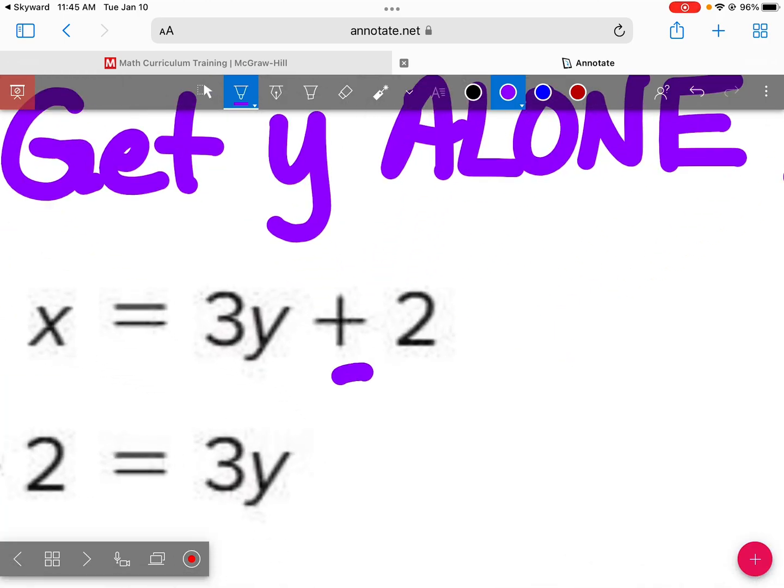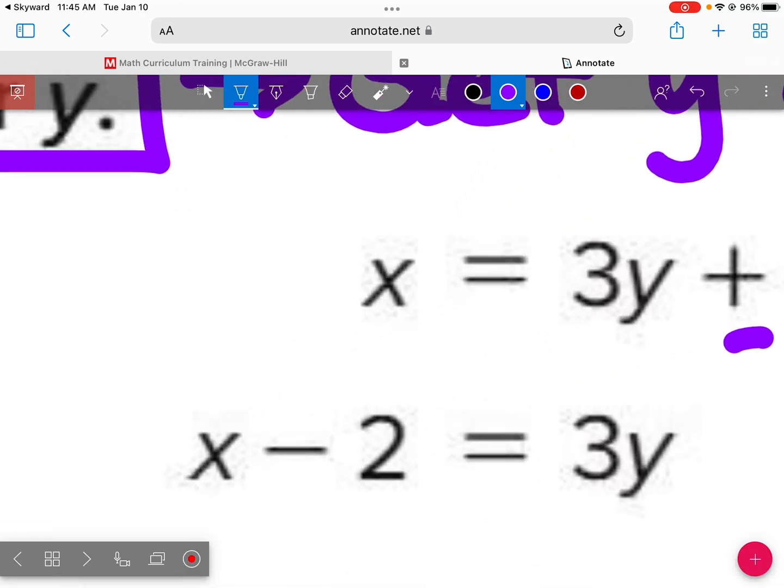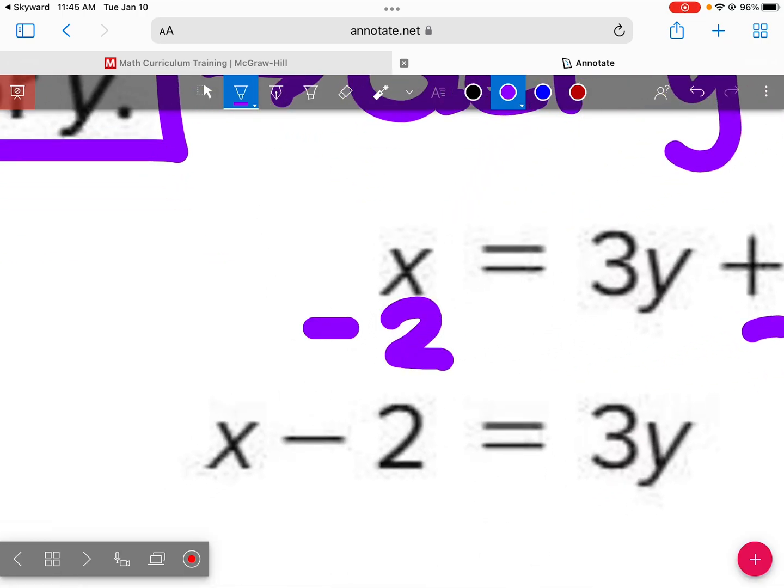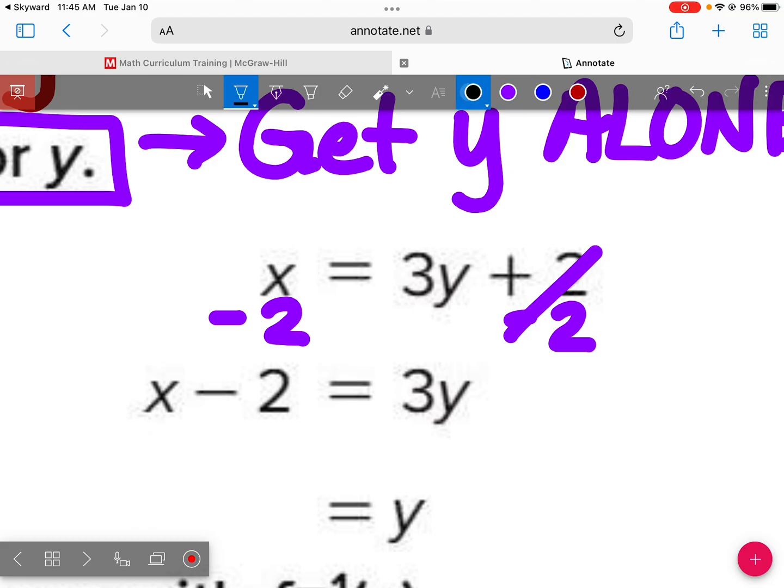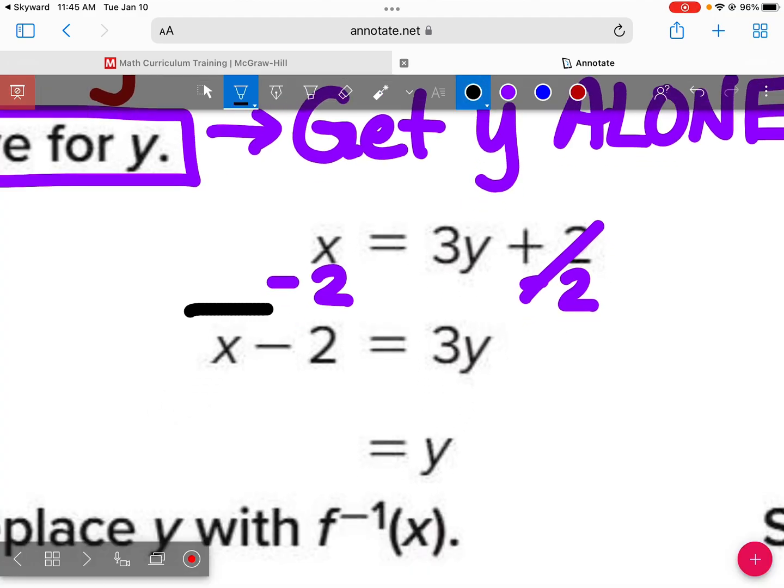So I'm going to minus 2 here, and I'm going to minus 2 over here. So my 2 is going to cancel on that side, and over on the left, I'm going to have x minus 2. They're not like terms, so I can't combine them. X minus 2 equals 3y.